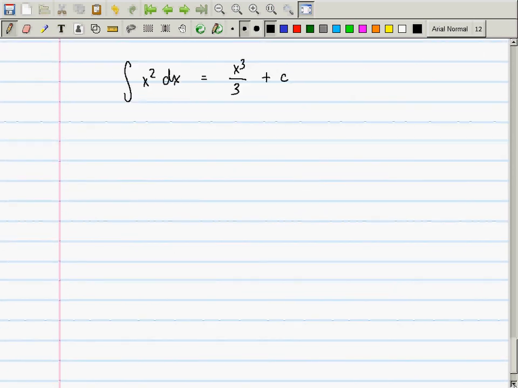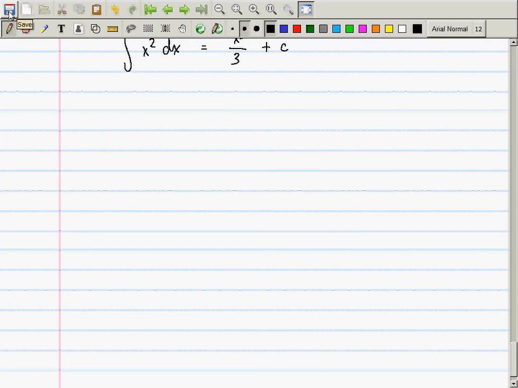I don't have anything against them. But know that if you don't write the plus C, you will be incorrect and graded as incorrect. Because if you don't write the plus C, then this indicates that you don't understand the non-uniqueness of antiderivatives. They are not unique. And if you don't write the plus C, then what that intimates to the grader is that you do not understand that.